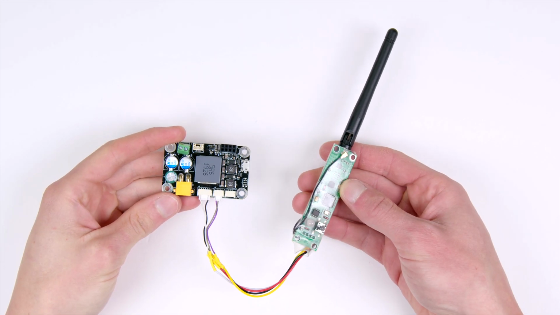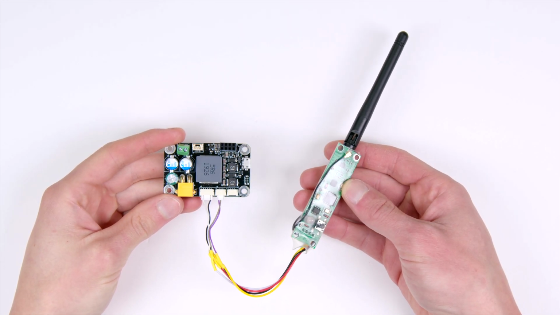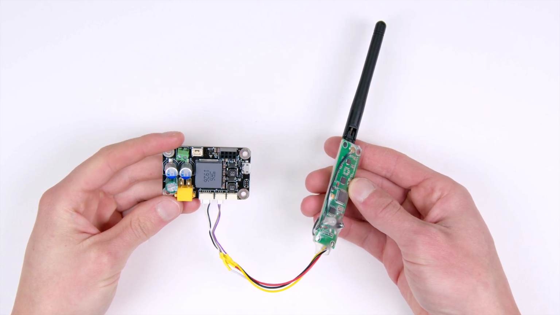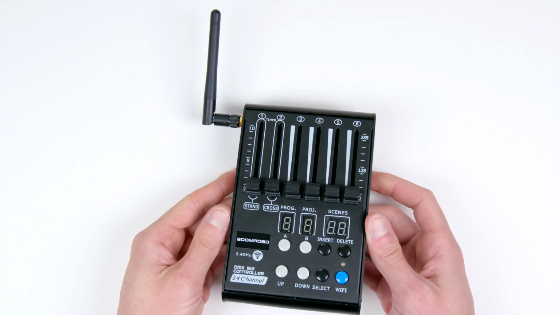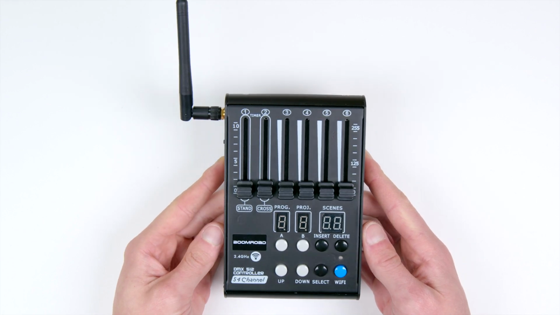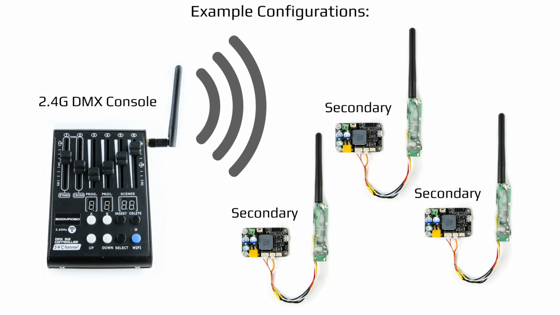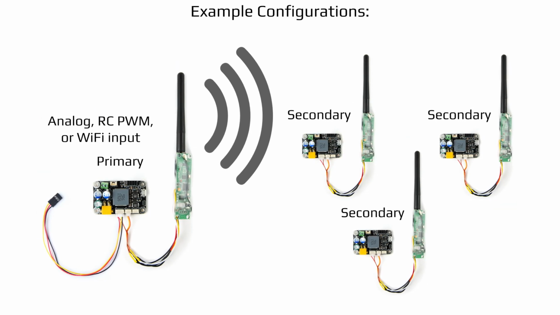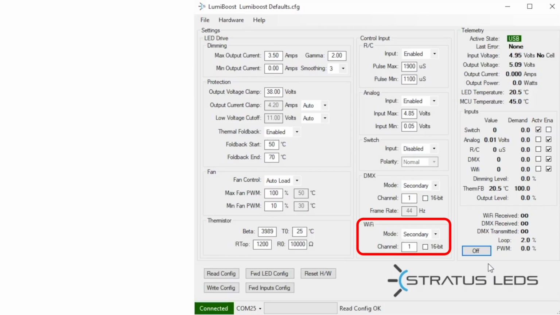Here's a quick tip for those who might want wireless control of numerous Lumiboosts. These simple little DMX transceivers work great, and they are even compatible with most of the generic wireless DMX consoles out there, like this one. Here are some examples of useful configurations that include the DMX transceivers. The Wi-Fi settings can be left as is, unless you need to change the channel for use with multiple Lumiboosts, all connected to the same network. We'll cover Wi-Fi setup and app control in a separate video.